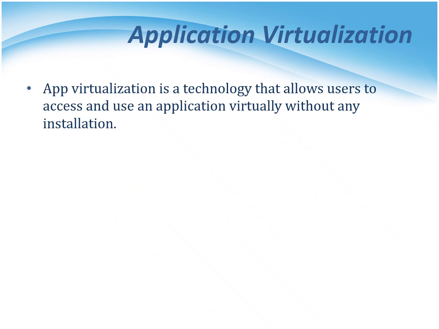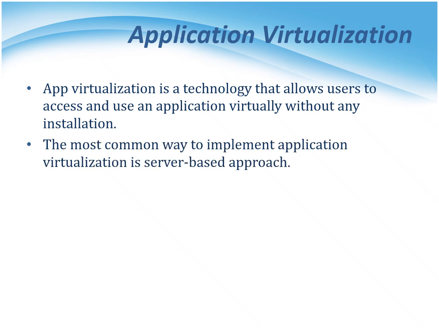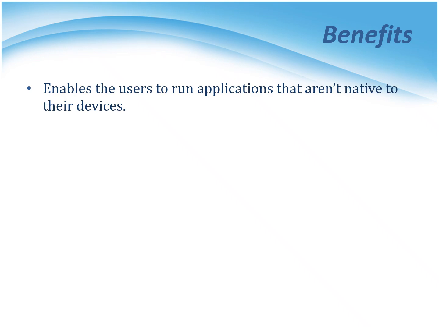App virtualization is a technology that allows users to access and use an application virtually without any installation. Just like we use applications on mobile or system, like Google Drive. They are hosted somewhere else, but if we are connected to the internet, we can use that application. Now we use so many applications like that. The most common way to implement application virtualization is the server-based approach, like Microsoft App-V and Citrix Virtual Apps. Whatever application we use through the internet is application virtualization.